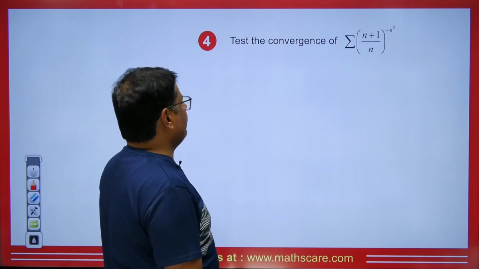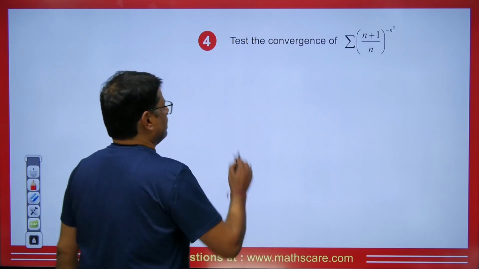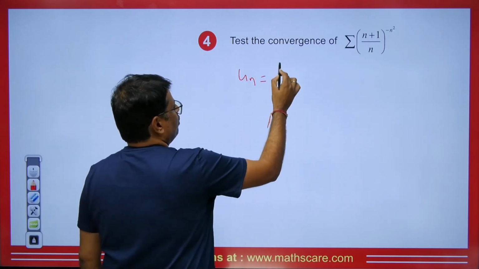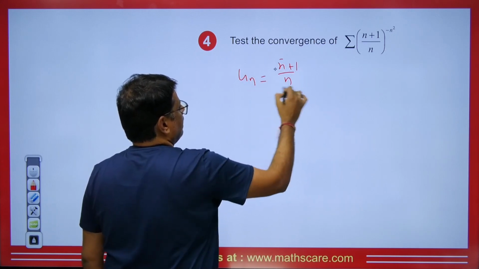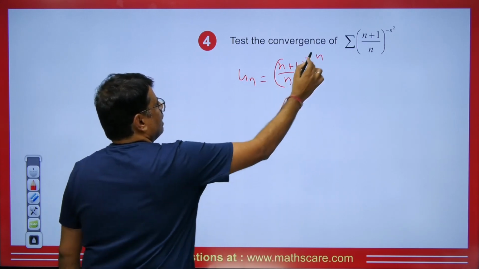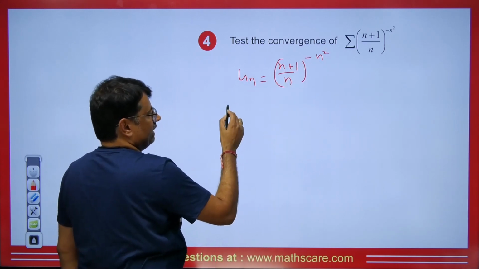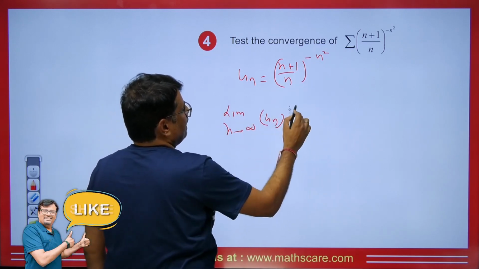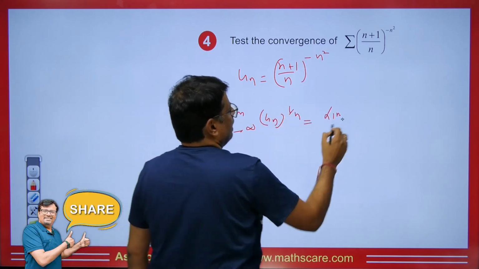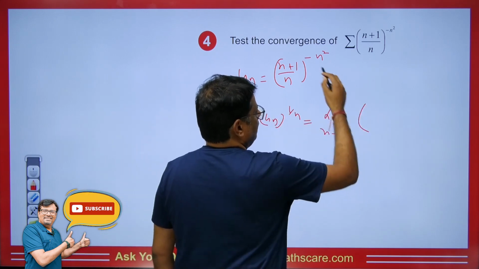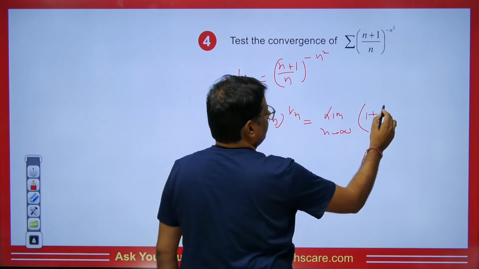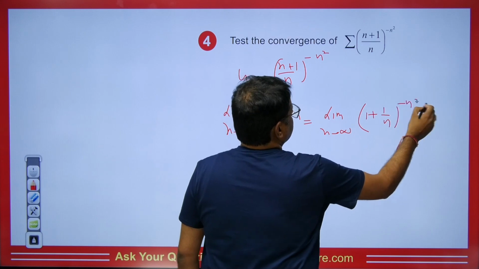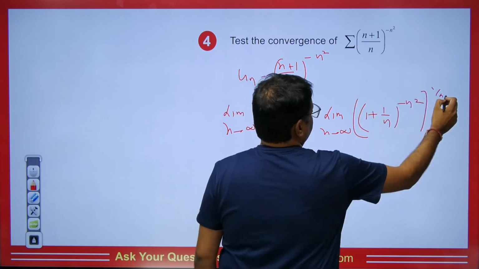Now, the next question is asking us to test the convergence of this. So what is the nth term given here, students? We have the nth term given here as n plus 1 upon n, to the power minus n square, and what will we get here? We will get limit n tends to infinity, right? We will take power 1 by n, then we will get limit n tends to infinity. And if I take this here, let's divide it by n. We will get 1 upon 1 by n, and we will get power minus n square power 1 by n.